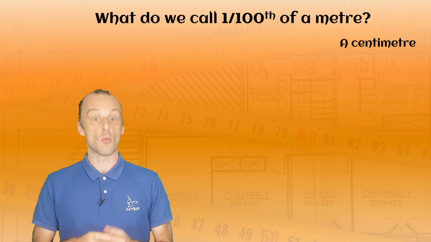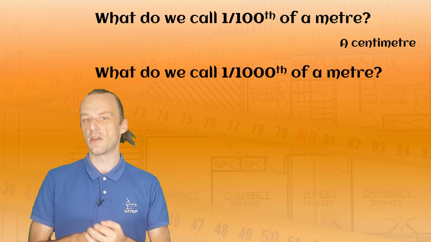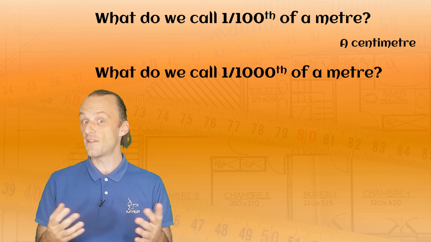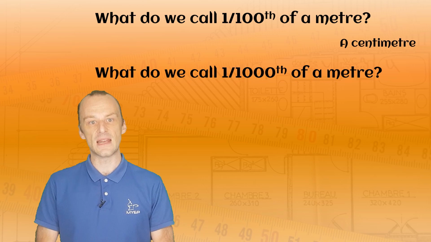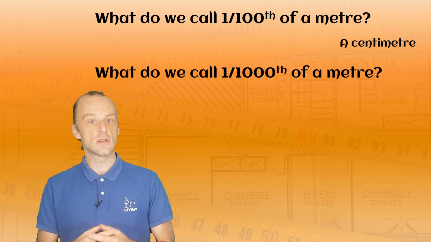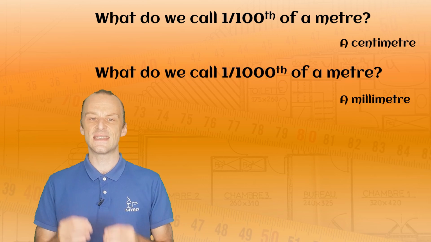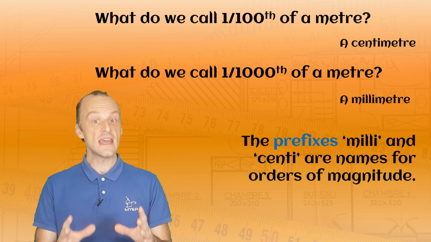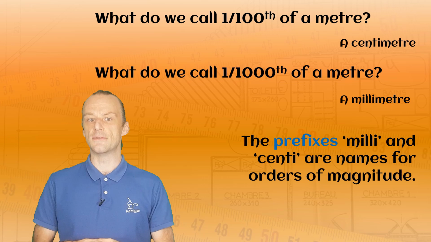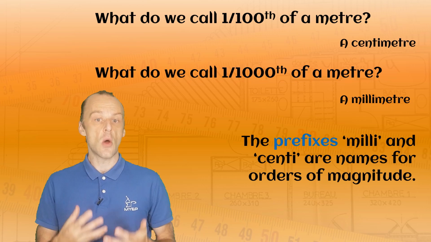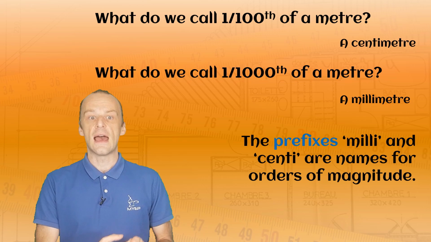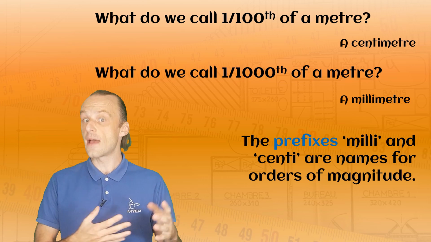Let's try another. What do we call 1,000th of a meter? If you look at the first answer, this might be a little bit easier, but 1,000th of a meter is a millimeter. And so these prefixes centi and milli are the names for orders of magnitude. Centi basically means 1/100th of a, and milli means 1,000th of a.